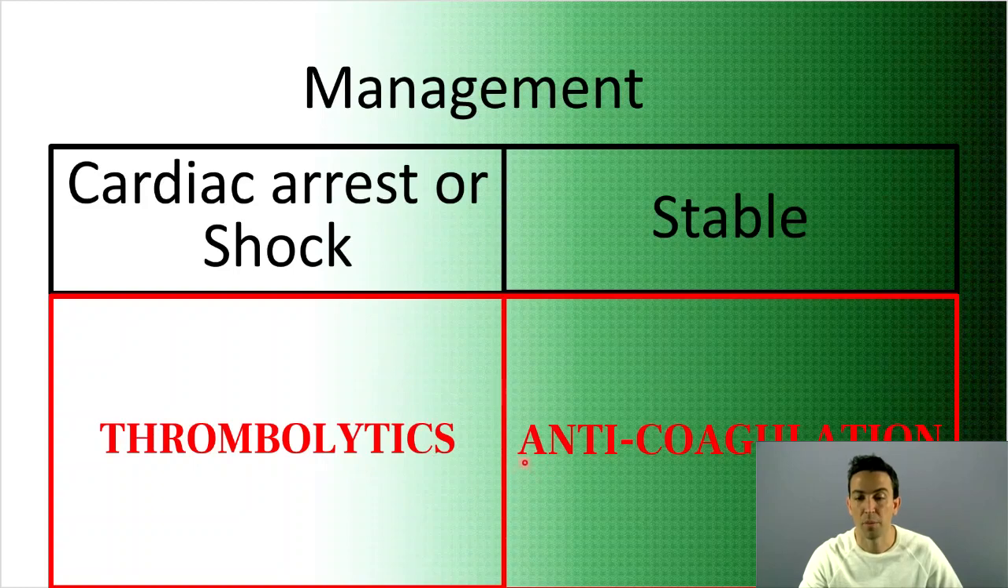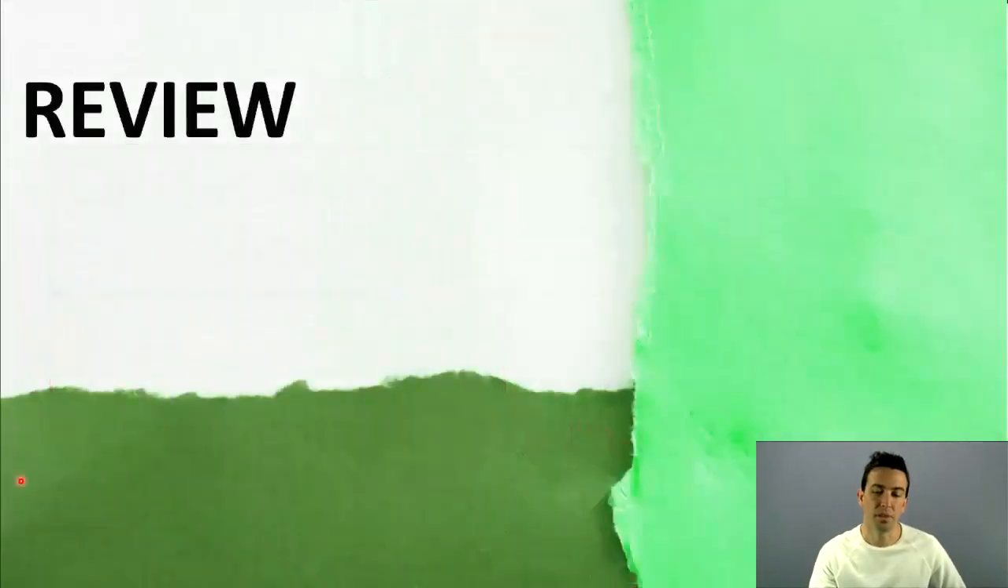And then if they're stable, looking for anticoagulation. So we'll keep it real easy there as far as management goes. Again, if you want to dive further into that topic, there's loads of things that you can go and learn about. But for the purposes of the test: cardiac arrest and shock, think thrombolytics; stable patient, think anticoagulation. All right, let's practice. Review.